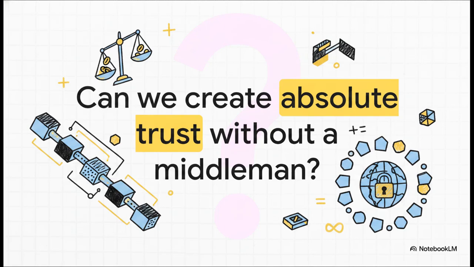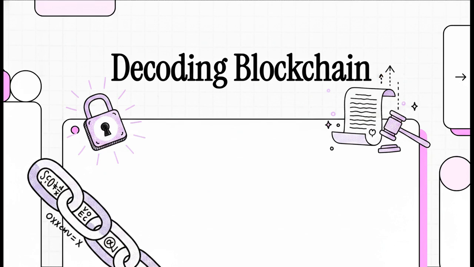Have you ever actually wondered if it's possible to build a system of absolute trust, like exchanging value without ever having to rely on a bank, a government, or, well, any traditional middleman at all? Just imagine a world where trust isn't handed down by some centralized institution, but is instead guaranteed entirely by cold, hard math. Welcome to today's Explainer.